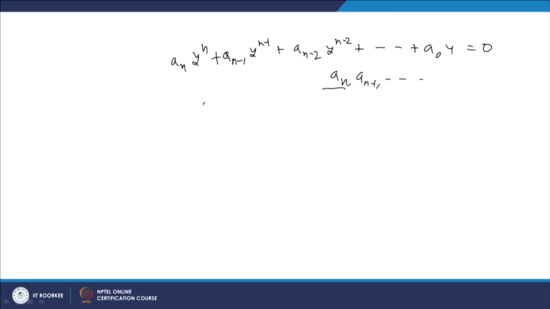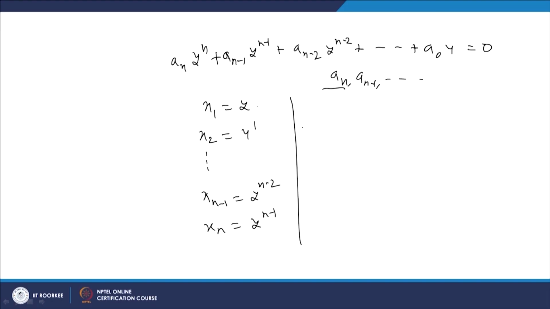The only thing we have to observe is that x1 is, let us say, y, and x2 is y dash, and so on. We can define x1 as y and x2 as y dash. So, xn minus 1 is y^(n-2), and xn is given as y^(n-1). So, here we can write x1 dash is basically y dash, which is nothing but x2. So, x2 dash is y double dash, that is nothing but x3, and so on.